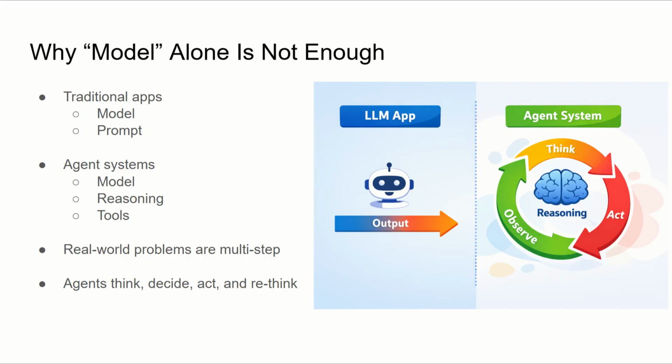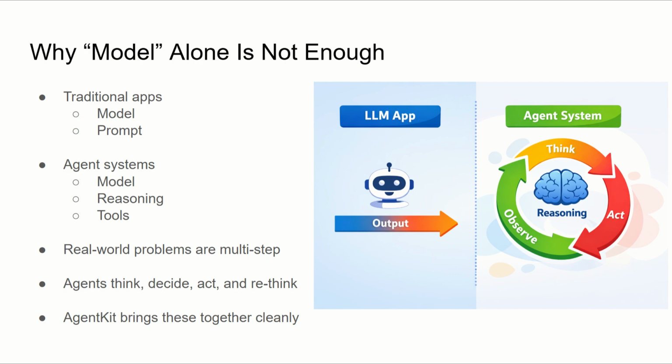That's why agent systems look different. An agent system is not just a model, it's a combination of three things: the model, reasoning, and tools. The model provides intelligence, reasoning provides structure and decision making, and tools help to connect the agent to the real world. This is the key shift. Agents don't just answer, they think, they decide, they act, and then they rethink based on what happened.